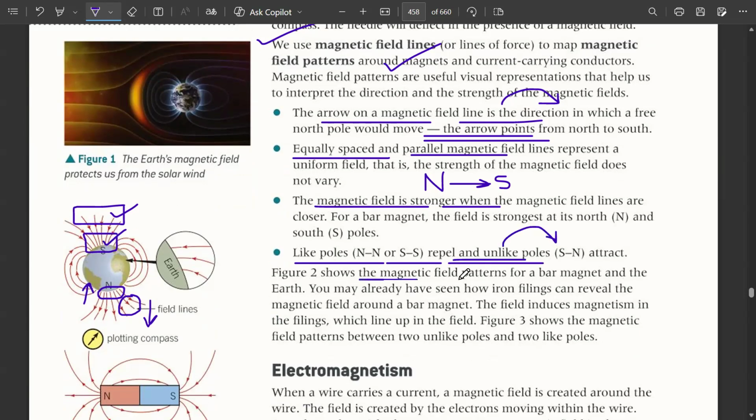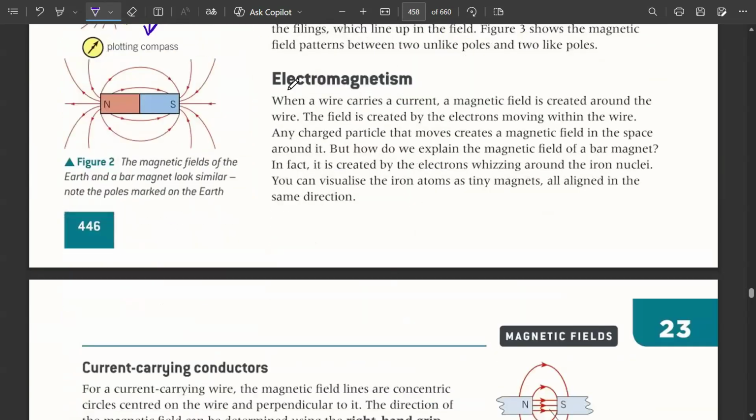Figure 2 shows the magnetic field patterns for a bar magnet and the earth, and you may already have seen how the iron filings can also reveal a magnetic field around a bar magnet, and that field induces magnetism in the filings as well. But what is electromagnetism then?